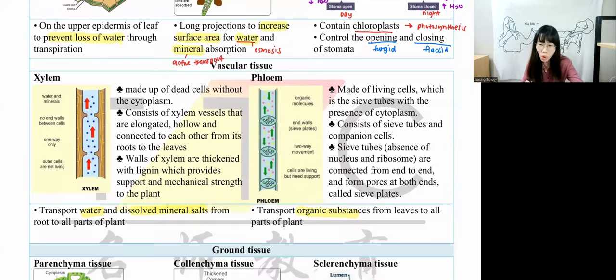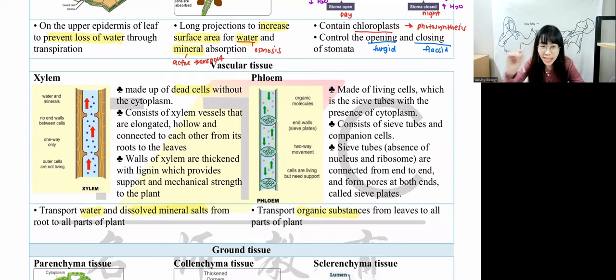So for xylem, what do you have to know from this part? They are dead cells. Dead cells mean that they cannot control water flow. When you put a lot of water, the plants will actually die. I mean, if you don't believe, you can try. Try it. Don't tell your parents. It's taught by your bio teacher, guys. Your plants will die because your plants cannot control water flow.